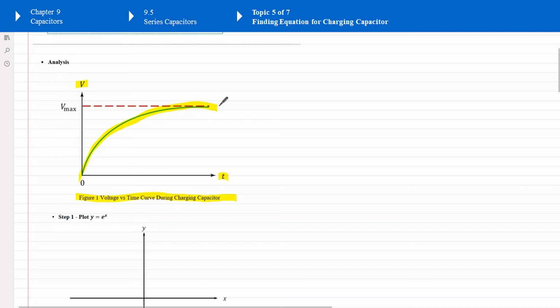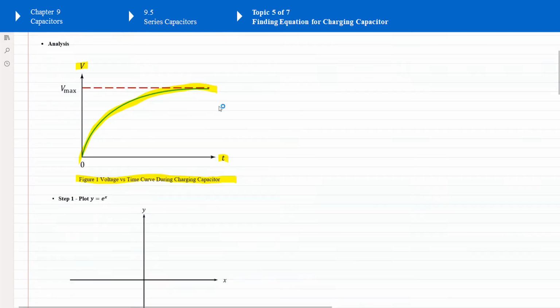At the time we just begin charging the capacitor, the voltage increases rapidly. But after charging it for a long time, the voltage won't increase that much. Eventually, it is a constant number. If we visualize this curve, the curve increases rapidly at the beginning, and eventually it becomes steady. This sounds like an exponential function. The curve for charging a capacitor is related to an exponential function. This analysis is very important for us to figure out the equation.